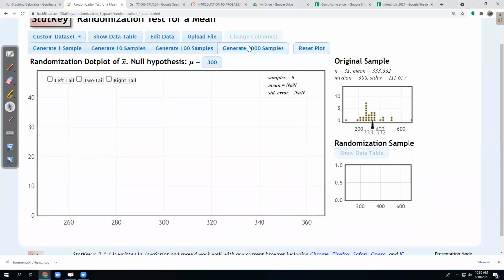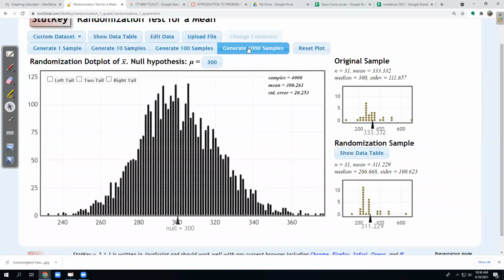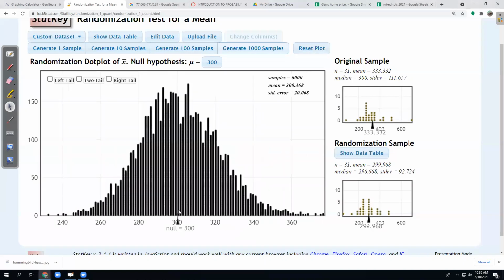So reset, generate. Notice these are centered around 300,000, which is our null hypothesis. So we're assuming that houses really are around $300,000. And then we're using the spread of this data right here to make these new samples, is what Stackkey is doing. We're wondering if this 333,000 is definitely higher than 300,000, but is it a lot higher? Well, that depends, and the sampling distribution helps us figure that out.